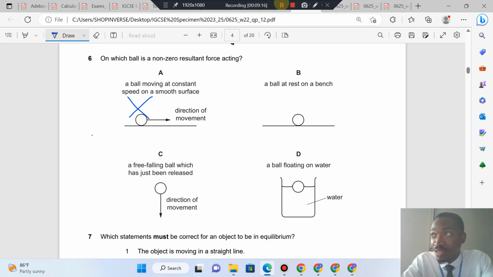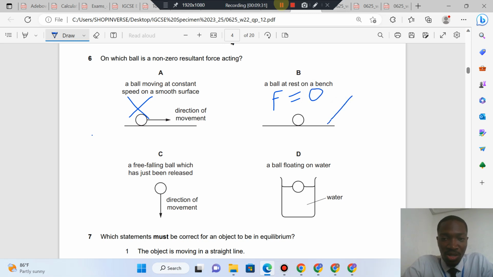Option B shows a ball at rest on a bench. When a ball is at rest, then the resultant force must be equal to 0. So this is not the answer because we want a non-zero resultant force.